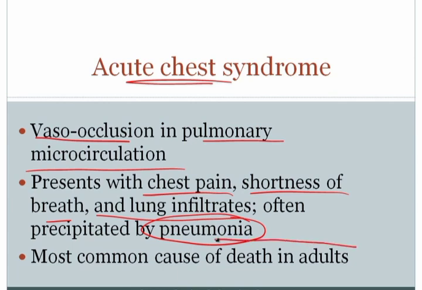Important to note because this is the most common cause of death in adults. So in summary, what I would say is that the presenting sign is dactylitis. The most common cause of death in kids is going to be infection with encapsulated organisms, and the most common cause of death in adults is actually acute chest syndrome.